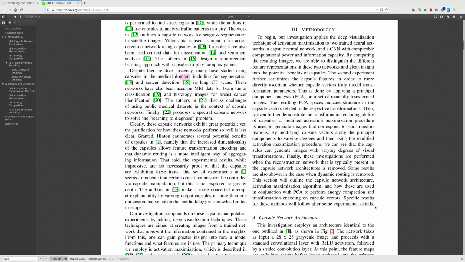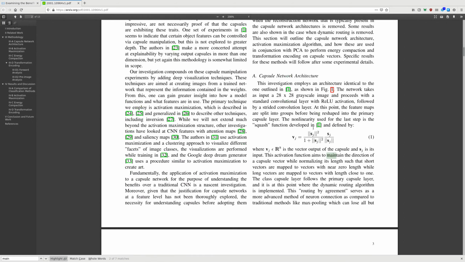To begin, our investigation applies the deep visualization technique of activation maximization to the 2 trained neural networks, capsule network and CNN, with comparable computational power and information capacity. By comparing the resulting images, we are able to distinguish the different features of representation in the 2 networks and glean insights into the potential benefits of the capsules. The second experiment further scrutinizes the capsule features in order to directly ascertain whether the capsule vectors truly model the transformation parameters.